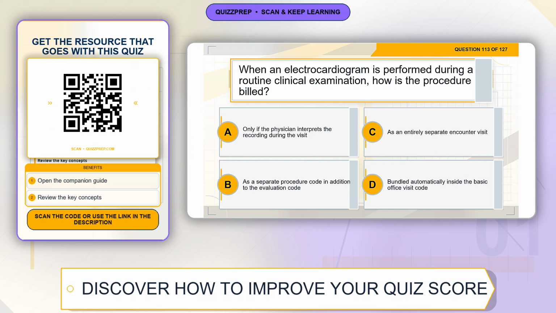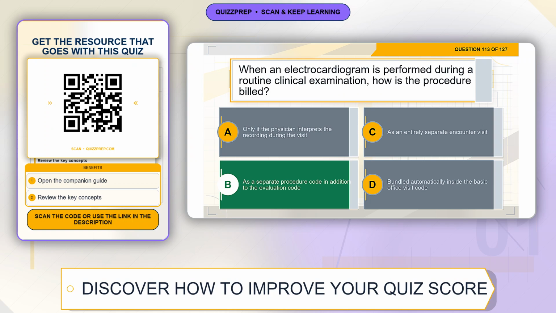Question 113. When an electrocardiogram is performed during a routine clinical examination, how is the procedure billed? Option A, only if the physician interprets the recording during the visit. Option B, as a separate procedure code in addition to the evaluation code. Option C, as an entirely separate encounter visit. Option D, bundled automatically inside the basic office visit code. The correct answer is option B, as a separate procedure code in addition to the evaluation code.